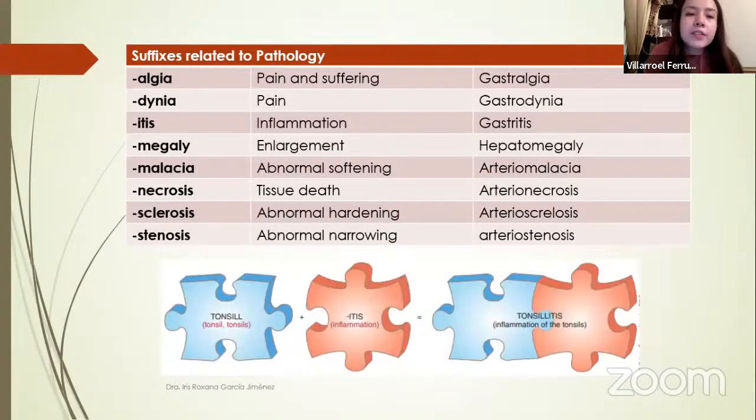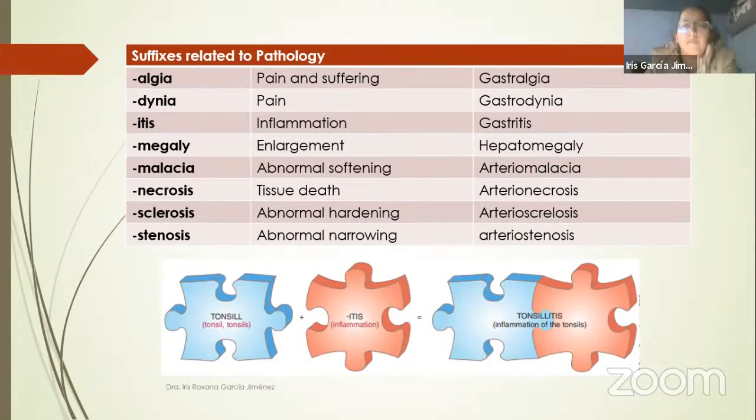Okay. Algia means pain and suffering. As an example, gastralgia. Dynia, pain. Gastrodynia. Itis, inflammation. Gastritis. Megaly, enlargement. Hepatomegaly. Malacia, abnormal softening. Arteriomalacia. Necrosis, tissue death. Arterionecrosis. Sclerosis, abnormal hardening, arteriosclerosis. Stenosis, abnormal narrowing, arteriostenosis.